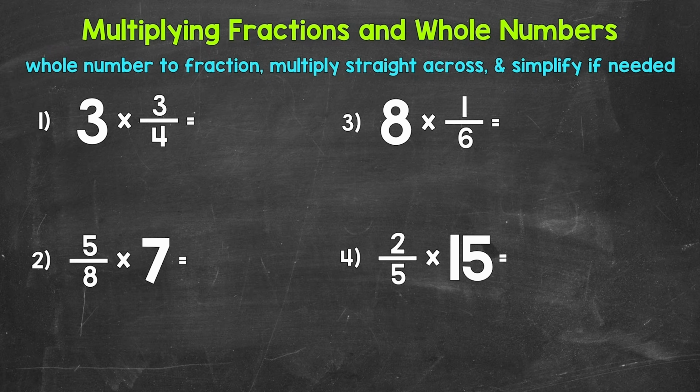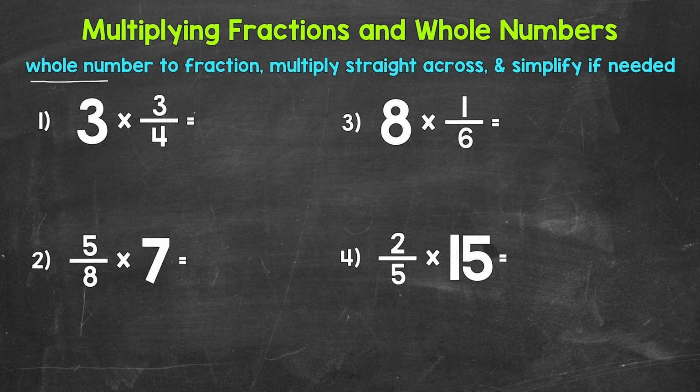So here's our section on multiplying fractions and whole numbers. Now remember, when we multiply fractions, all we need to do is multiply straight across. We do the same thing when we have a whole number involved. We just have one little extra step before we multiply. We start by rewriting the whole number in fractional form. And we do that by putting it over 1.